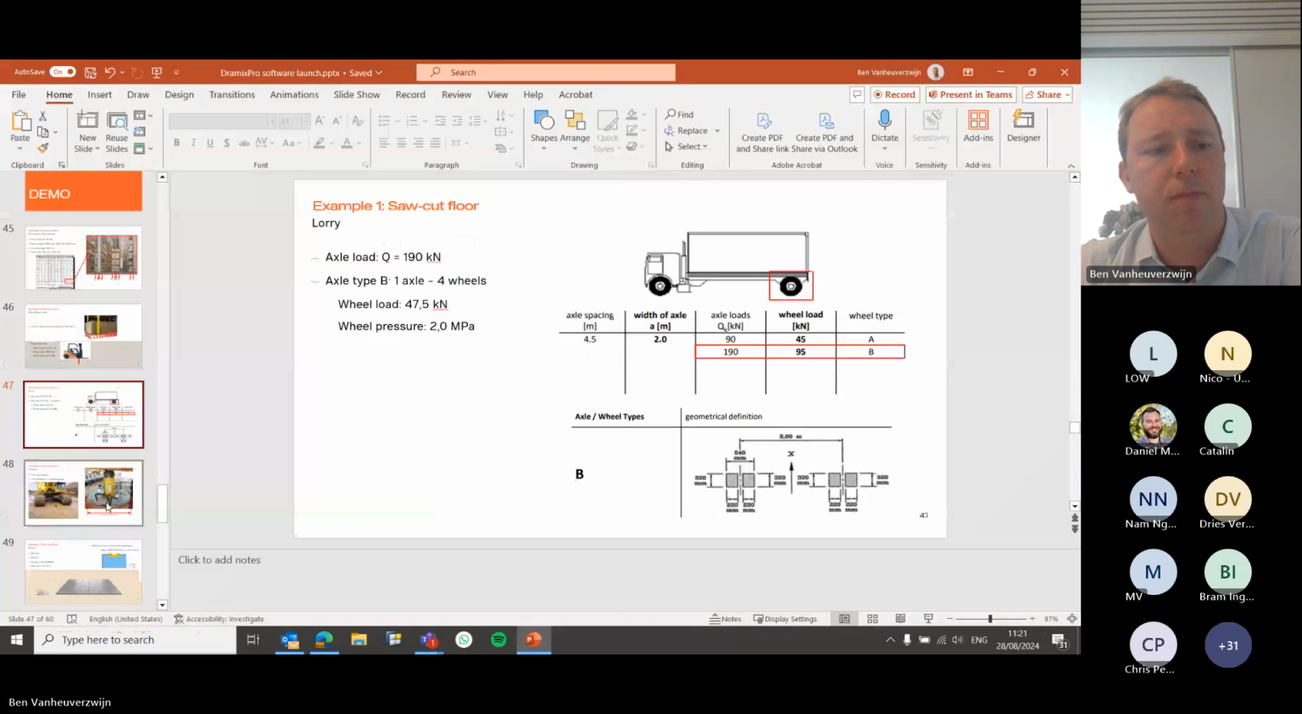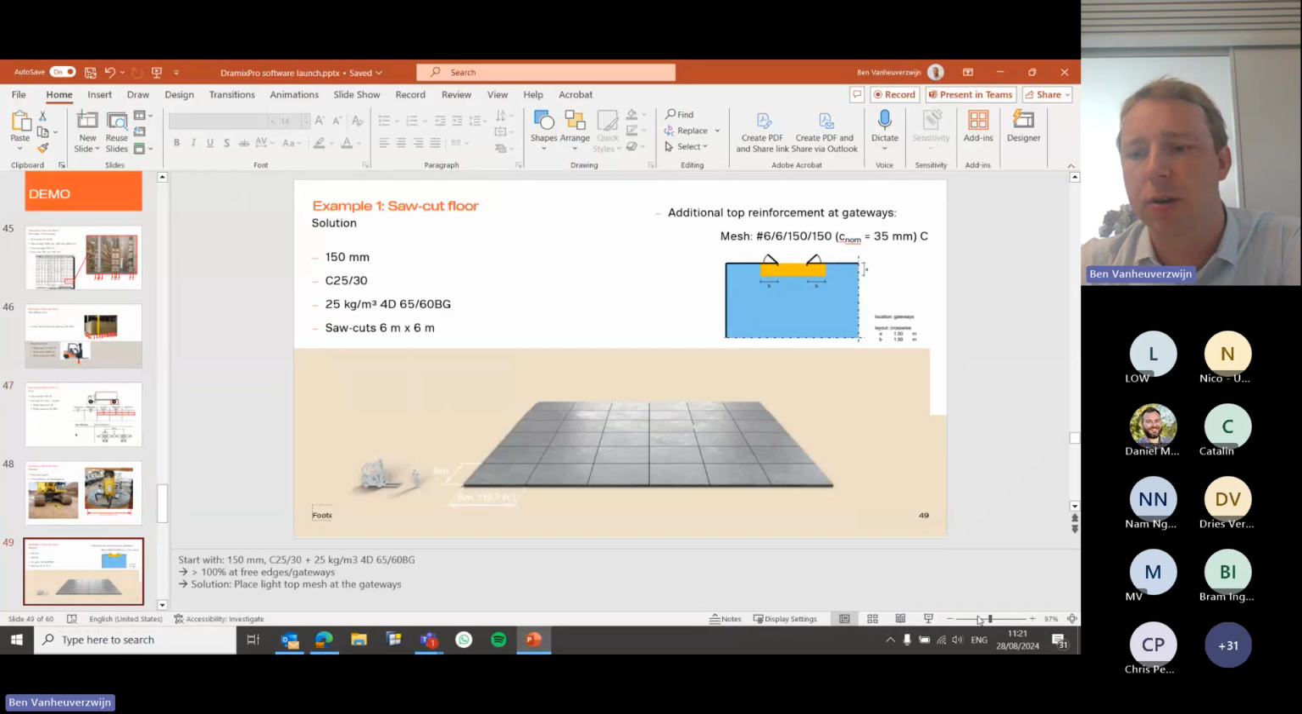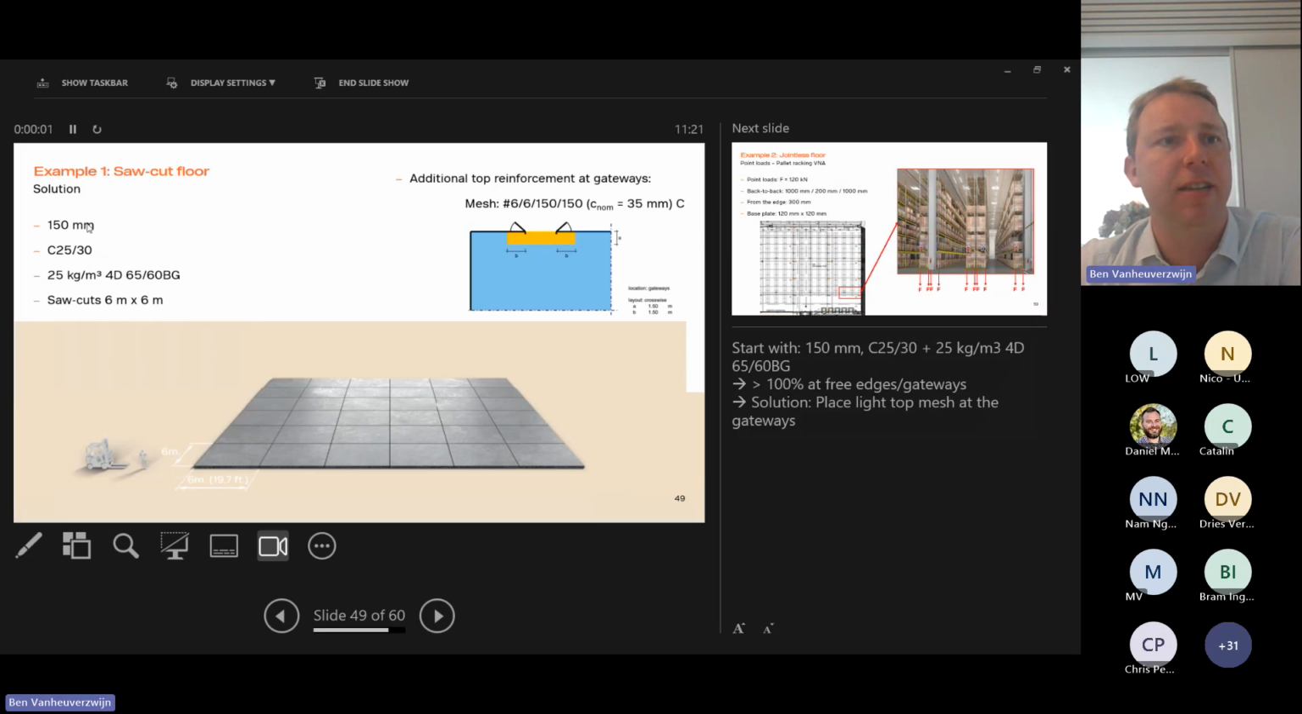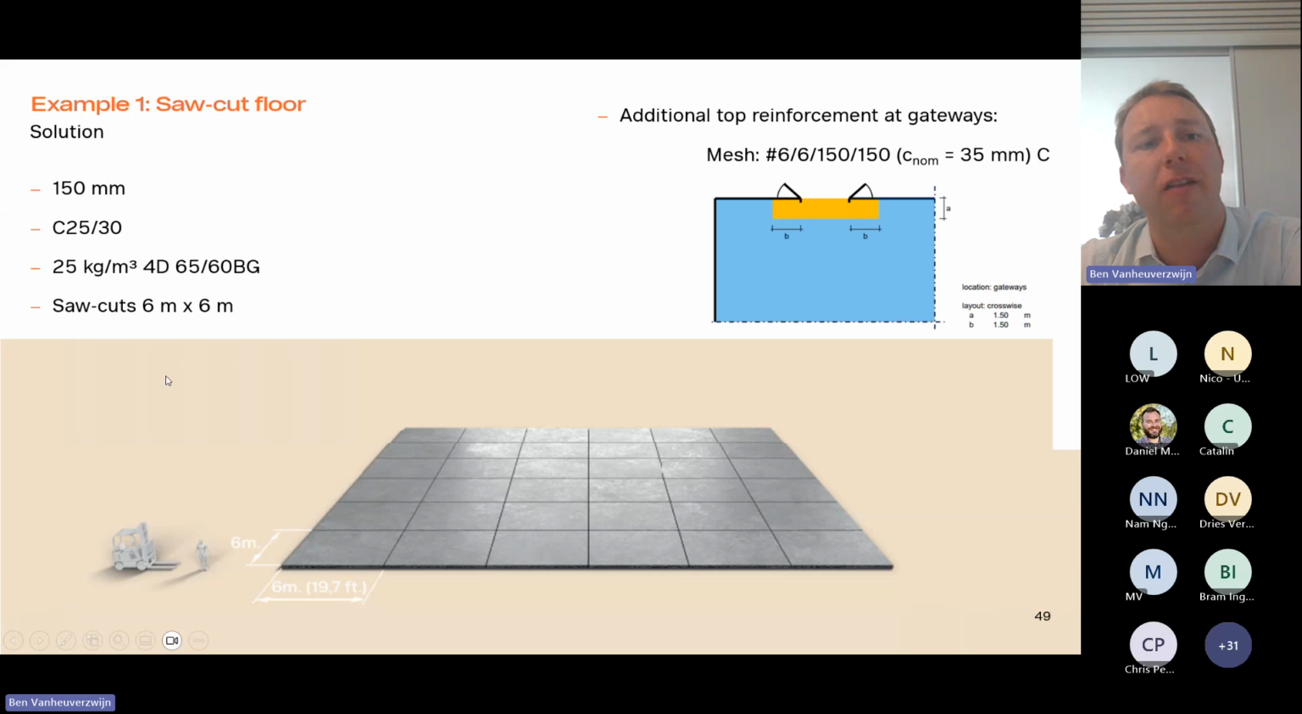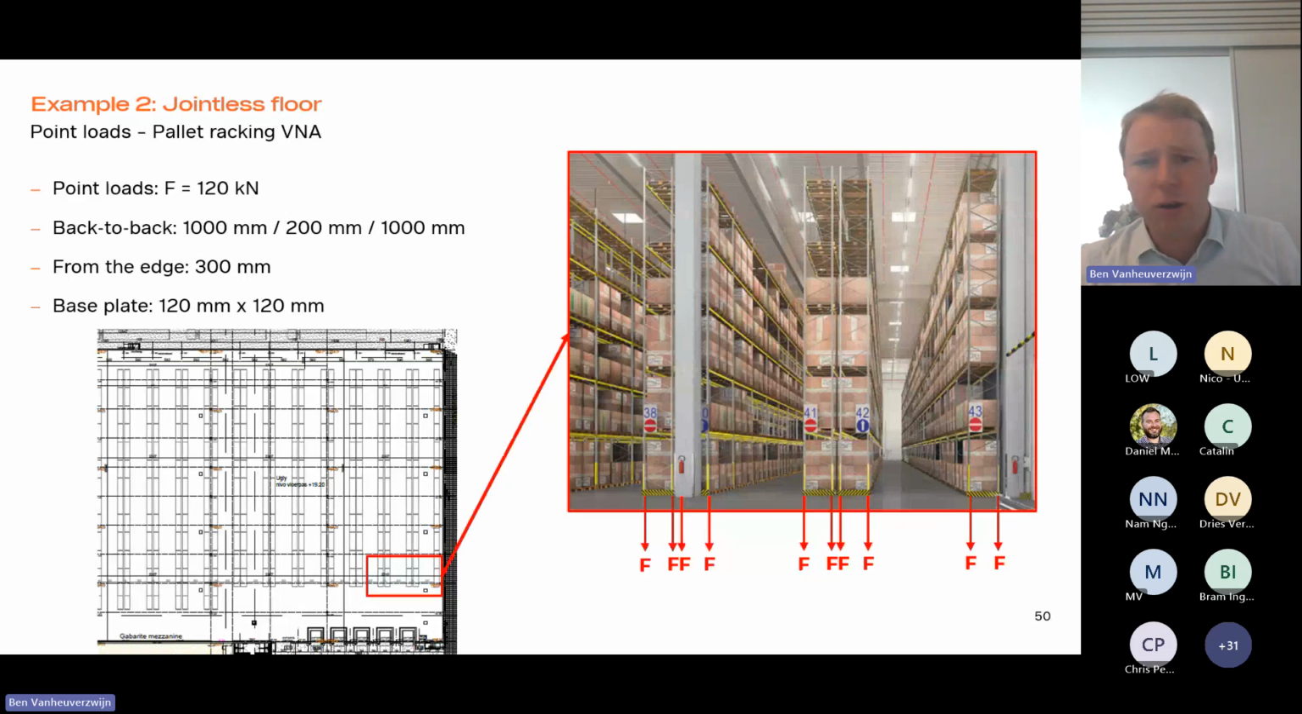So this is the first example where my solution now is this one. My solution is 15 centimeter C25, 25 kilogram of 4D fiber, and we put an extra mesh at the gates, where also my design node will show me what should be the size of the mesh I put in there. Look into the timing, we have a lot of time for questions.